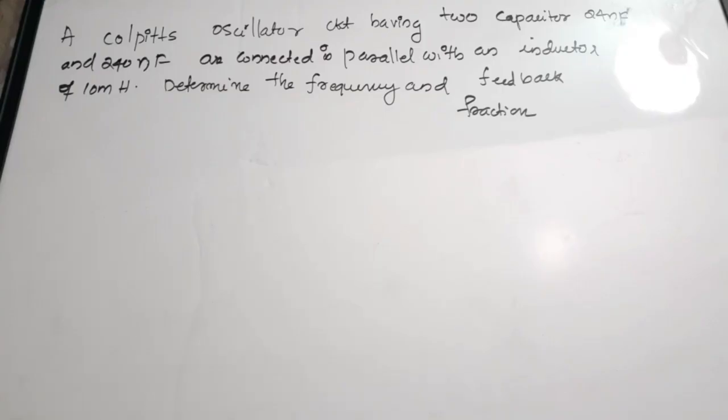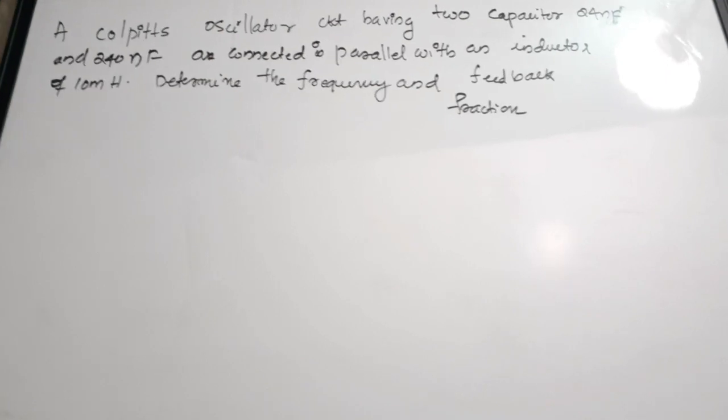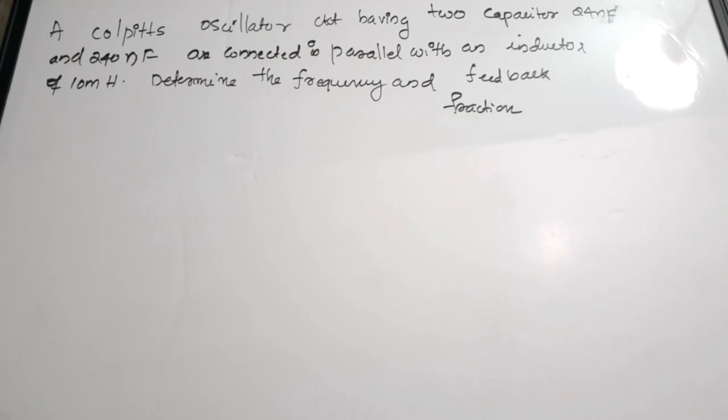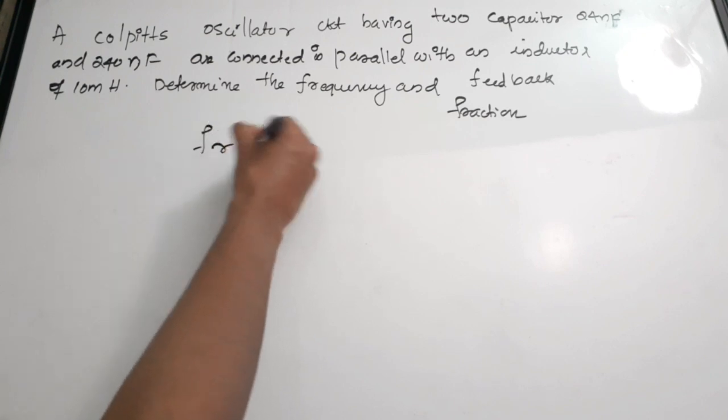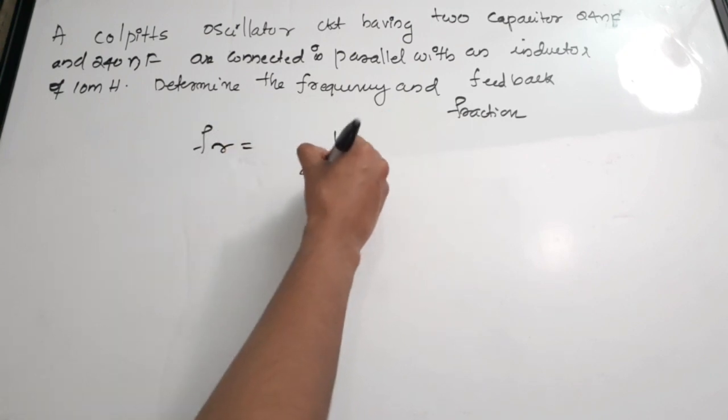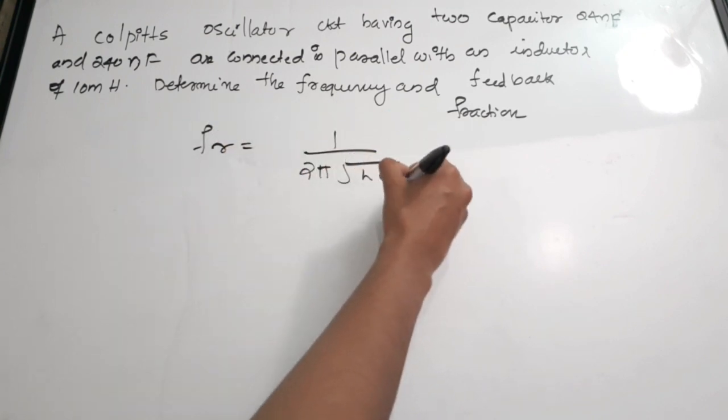The question is from the Colpitts oscillator section. A Colpitts oscillator has two capacitors, 24 nanofarad and 240 nanofarad, connected in parallel with an inductor of 10 millihenry. Determine the frequency and feedback fraction. This is a direct question. The only thing is you need to find the feedback fraction also. So what is the equation for finding the frequency? Fr, the frequency, is equal to 1 by 2 pi square root of L into Ct.